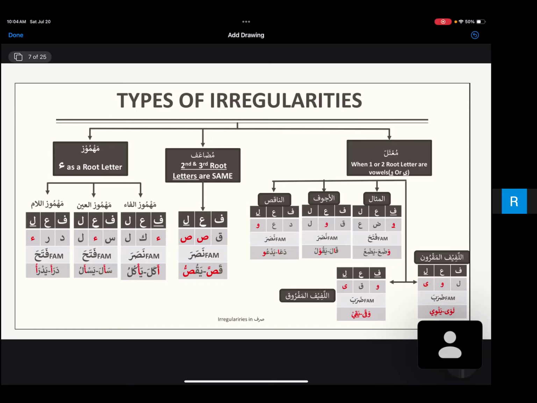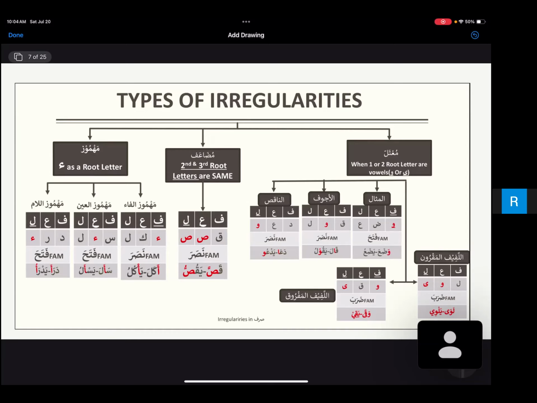And the examples are over here: akala, sa'ala, and dara'a. So akala is bab nasara, akala ya'kulu. Then sa'ala is bab fataha, sa'ala yas'alu. And dara'a is again bab fataha, dara'a yadra'u.